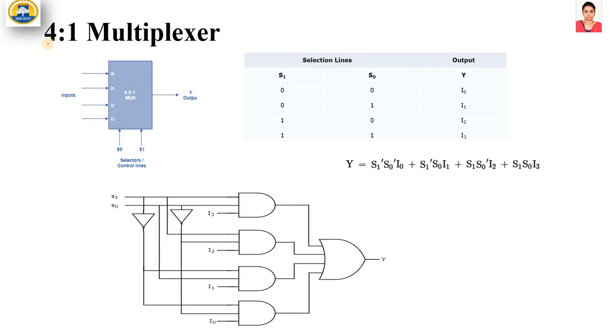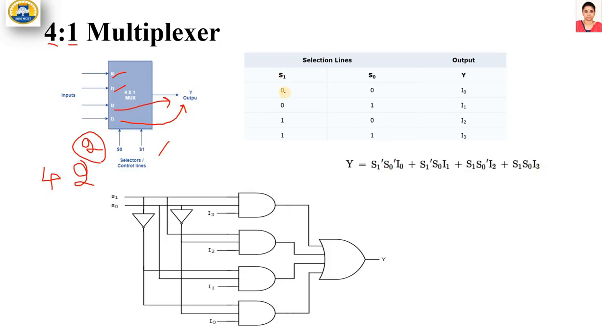Coming to the 4 to 1 multiplexer, 4 inputs, one output. You can see here 4 different inputs, one output. How to decide upon the select lines or control lines? We have 4 inputs, 2 power 2, so the number of select lines is 2, S1 and S0 here. If S1 and S0 take the value 0, 0, the corresponding output will be I0. If it takes 0, 1, the corresponding output will be I1. For 1, 0, I2 comes at the output. For 1, 1, I3 comes at the output.